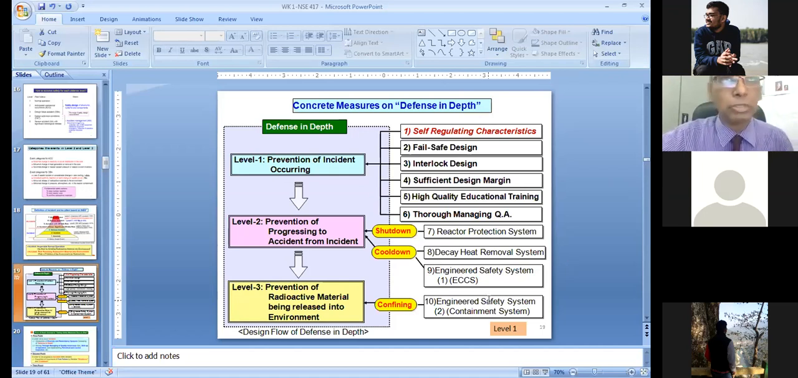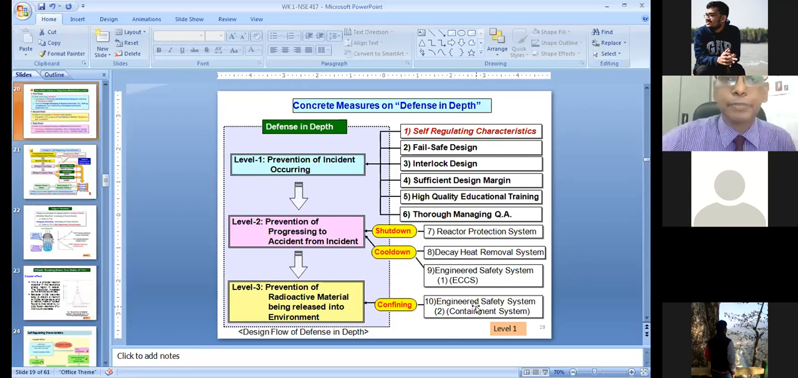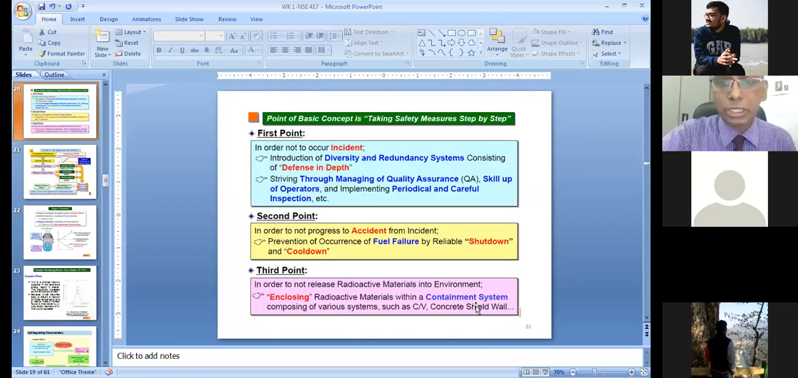The containment system must be properly designed so that if a meltdown happens inside the reactor core, the reactor containment is designed in such a way that it can sustain it and avoid the release of radioactivity. So this is under the engineered safety system, especially the containment building. Okay. So the basic concept is taking safety measures step by step.